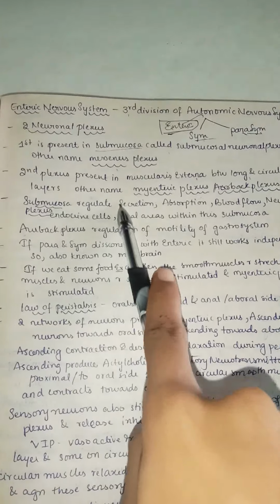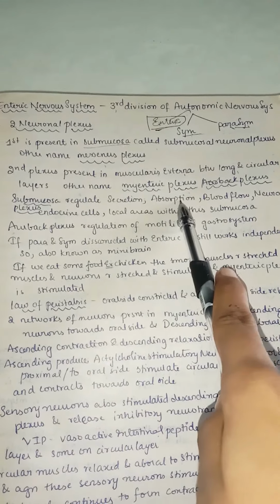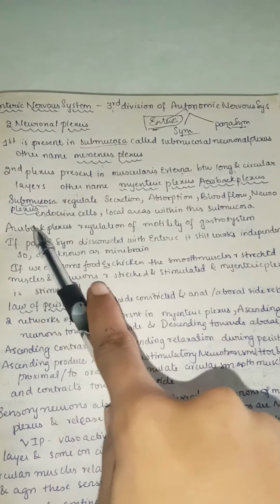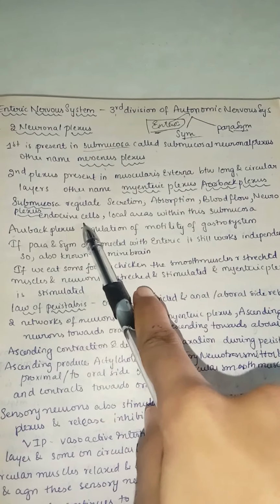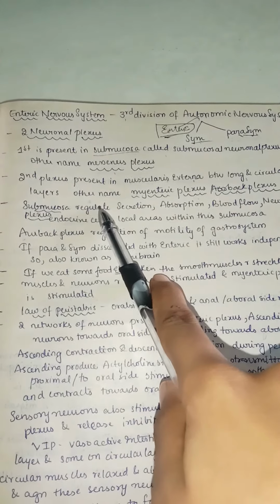So the submucosal plexus mainly regulates secretion, absorption, blood flow, and neuronal activity of endocrine cells, all in these local areas within the submucosa. So the submucosal plexus is like a local control.